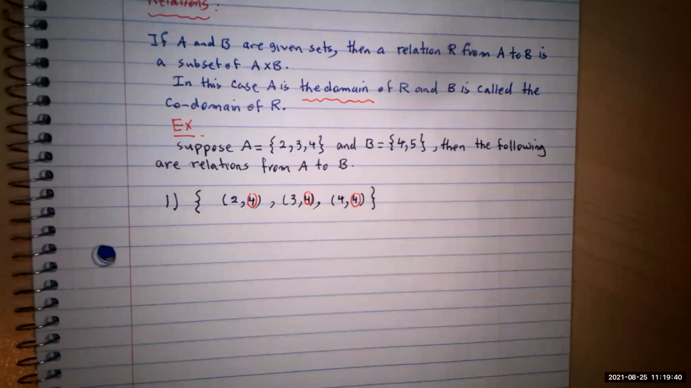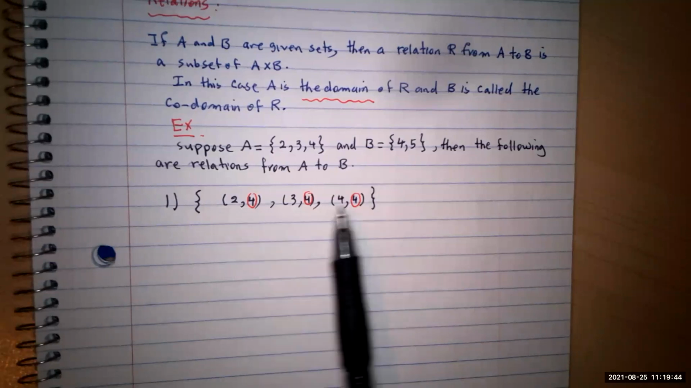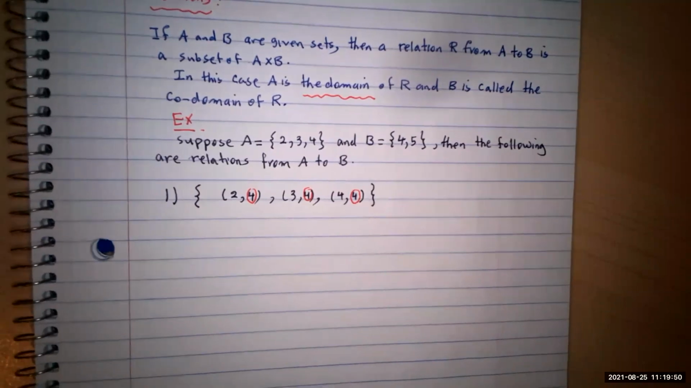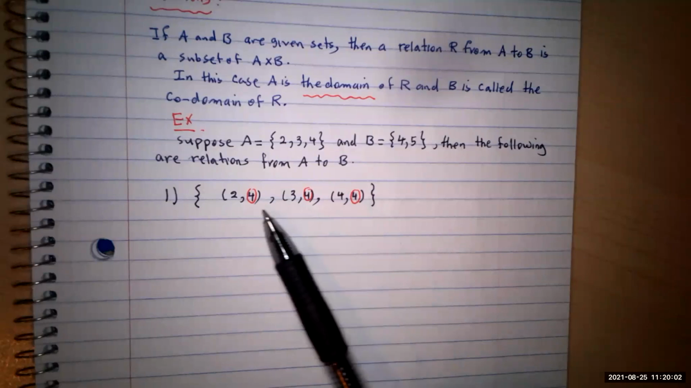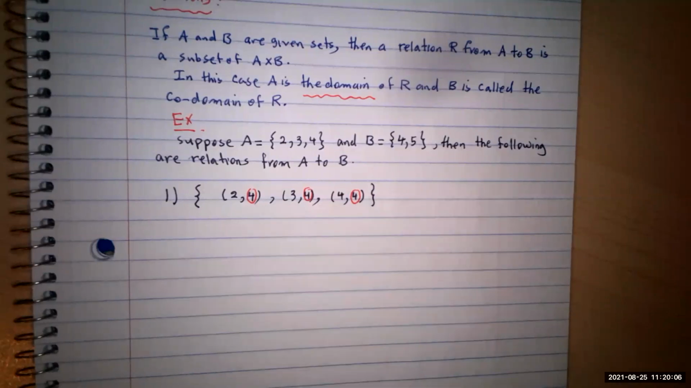Facebook is one of them. This second one is you. The first ones are your friends. So your friends are related to you. So that's going to be a relation. Or the other one is a dollar store, if you like. If you go to a store, everything is going to be $4. So the second components are the same.